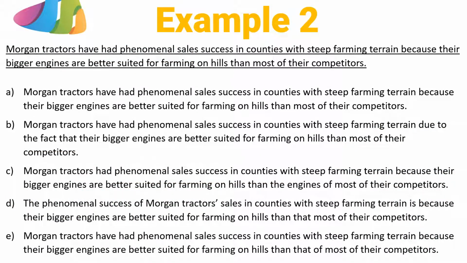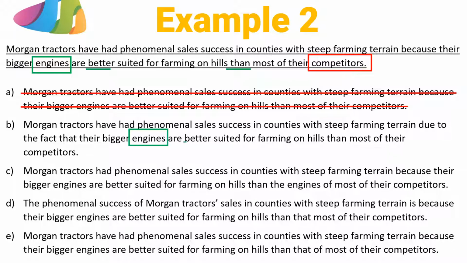Morgan tractors have had phenomenal sales success in counties with steep farming terrain because their bigger engines are better suited for farming on hills than most of their competitors. Okay, I don't see an intro phrase with a comma, but I do see comparison words. Something is better than something else. And it looks like engines are better than competitors. That doesn't work. Engines need to be compared to engines, or competitors need to be compared to competitors. You can't compare engines to competitors. That means A is out.